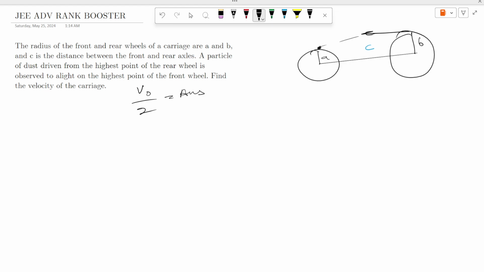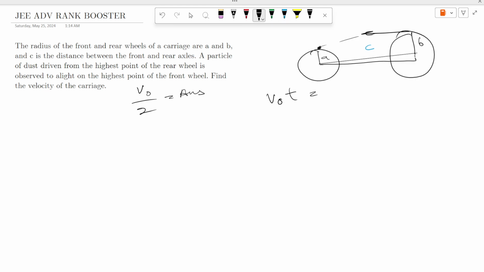Now, the way we can judge it is by v naught multiplied by t is equal to the total horizontal distance between them. Most students will make the mistake of considering c as the total distance, but that is not the case. The distance is going to be somewhat like this. So how can we get this? We get this by b minus a. This is b and this is a. So we just subtract them and then we get the value of this part.